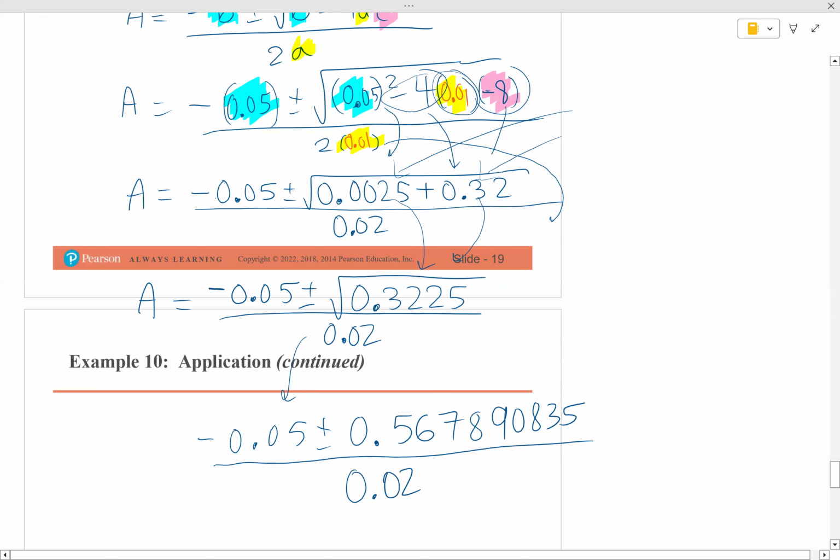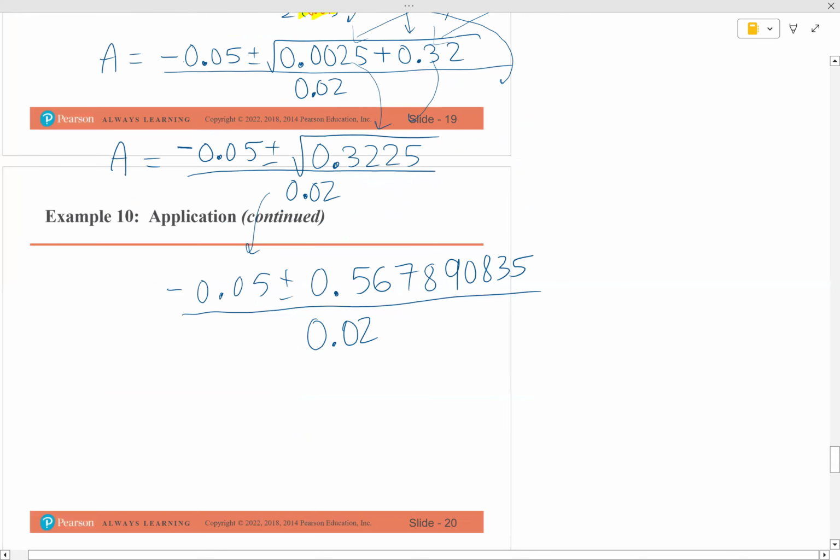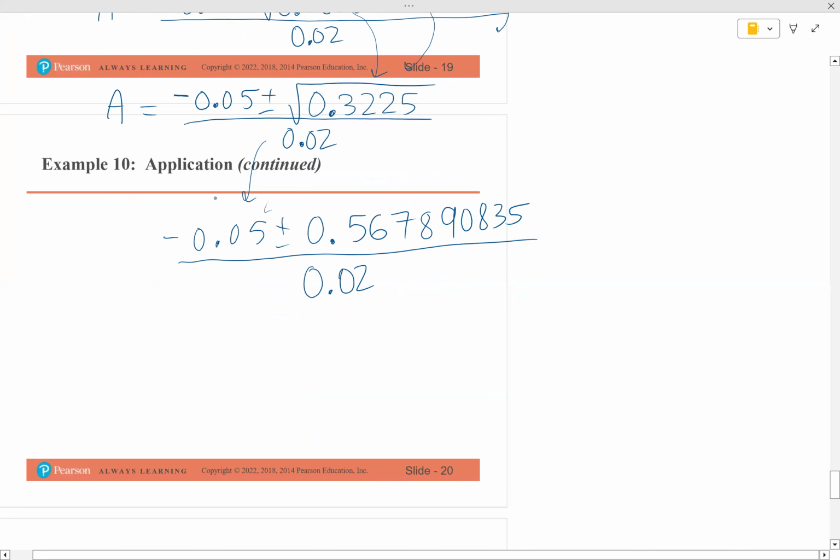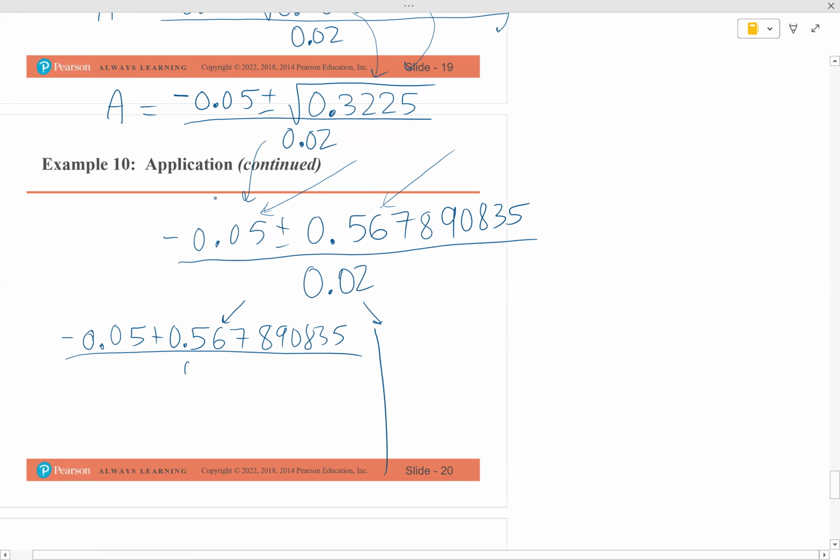Excuse me, this is where I'm going to have to split this into two solutions now, because I can't take this negative 0.05 and add it and subtract it with this number at the same time. It's got to be done separately. This is where it looked good as one big answer, but now I'm going to have to remember that this is really two answers. It's negative 0.05 plus that big decimal number, and then over that denominator, 0.02. And the other one I can write exactly the same, but with a minus between the two numerator terms.